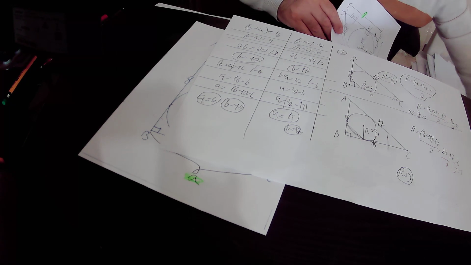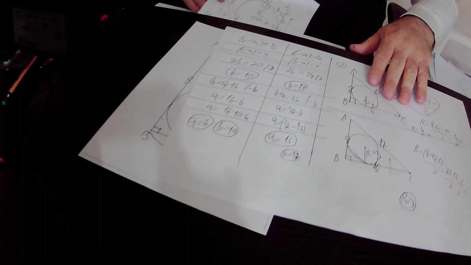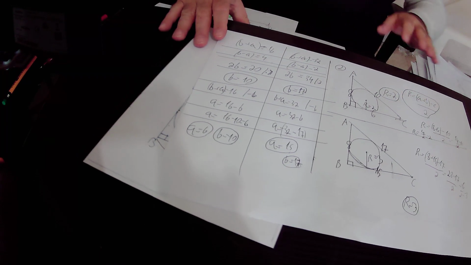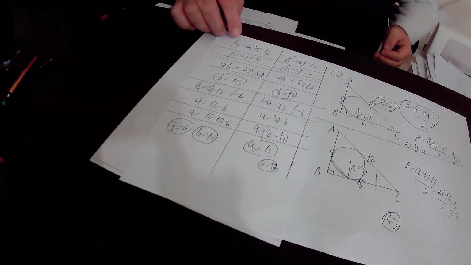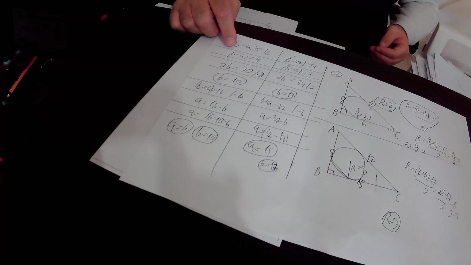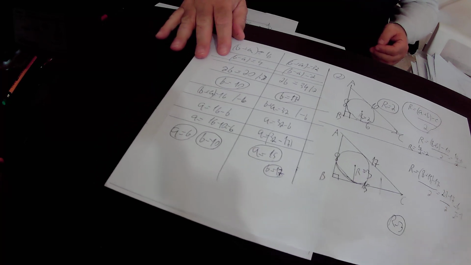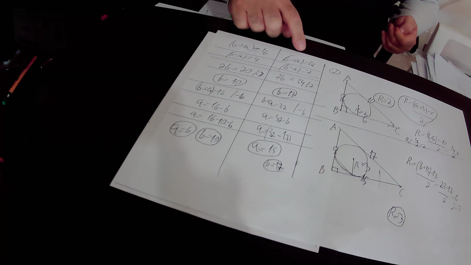So according to the first option, b plus a equals 16 and b minus a equals 4, and according to the second option, b plus a equals 32 and b minus a equals 2.